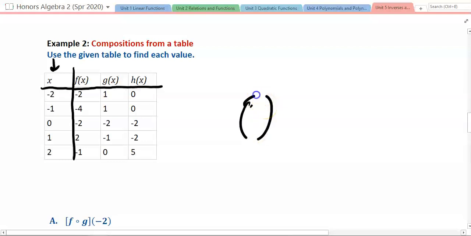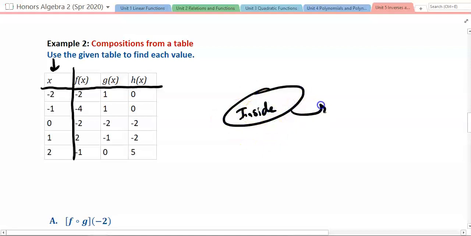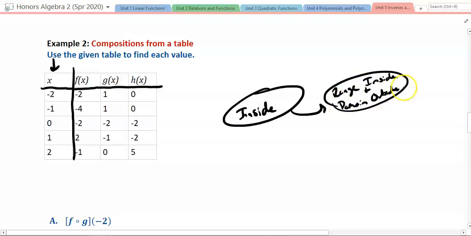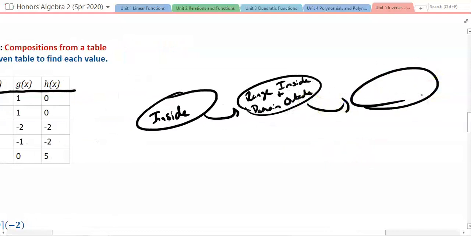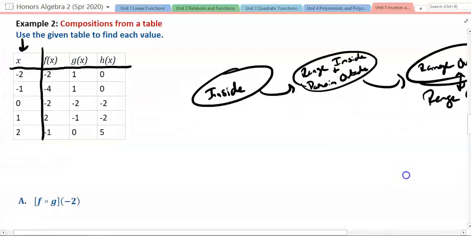Let's redo these bubbles so I can write correctly. So we start with the inside function, which yields the range of that function, range of the inside, which I'm then going to use to go to the domain of the outside function, which will yield the range value of the outside function, and that's also the range of the composition. Okay? So again, these two things are related in the end.